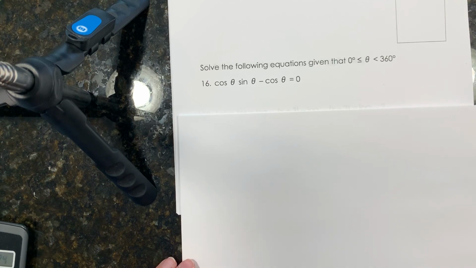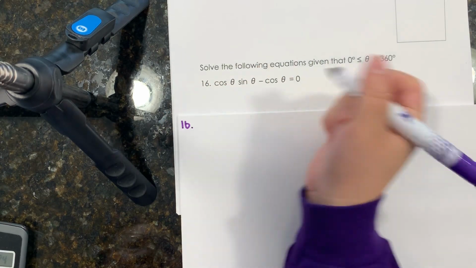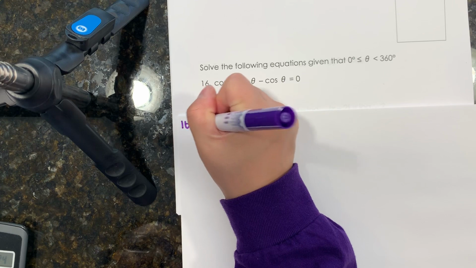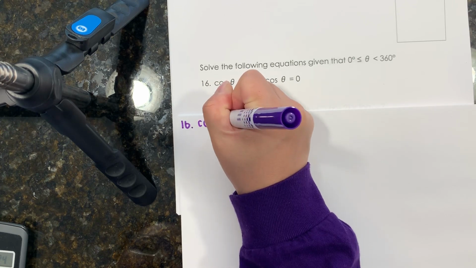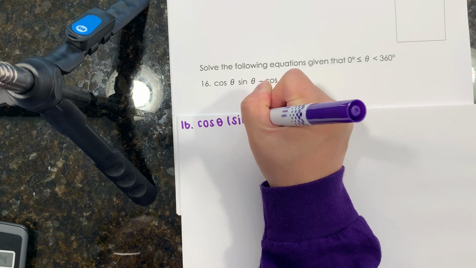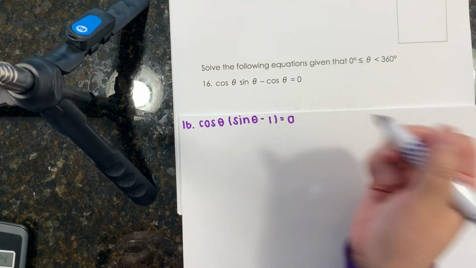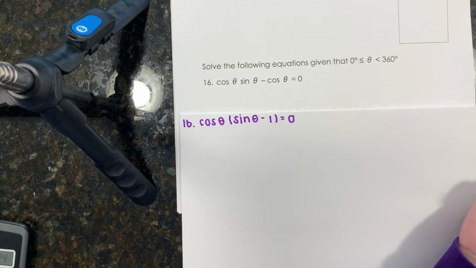Now moving on to number 16. So for number 16, you'll notice that within those 2 pieces of the puzzle, there's cosine thetas in both terms. So I'm going to factor out a cosine theta. So in the first term, I'd be left with sine theta. Second term, I'd be left with -1. And now what we're going to do is we're going to set each piece equal to 0.